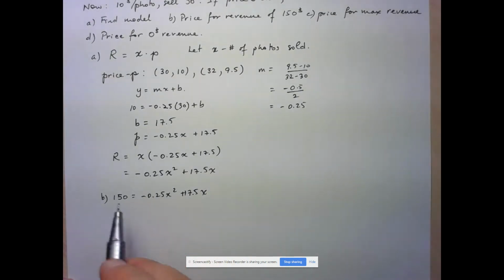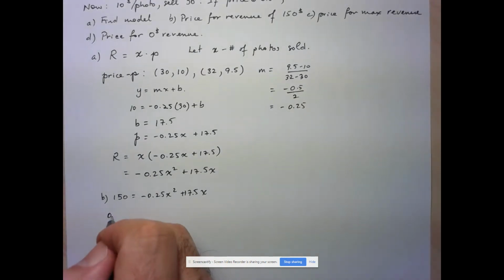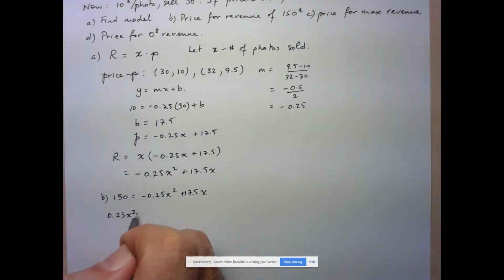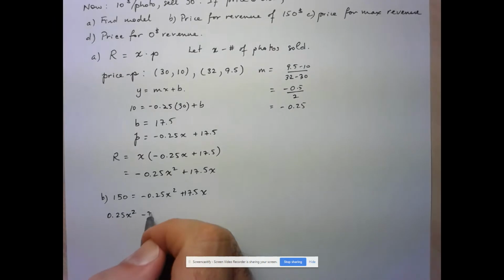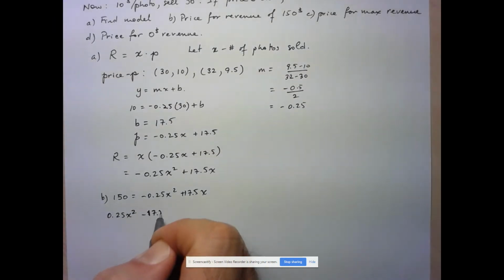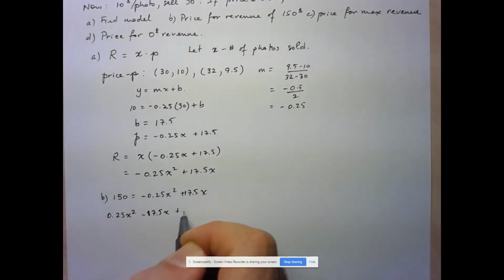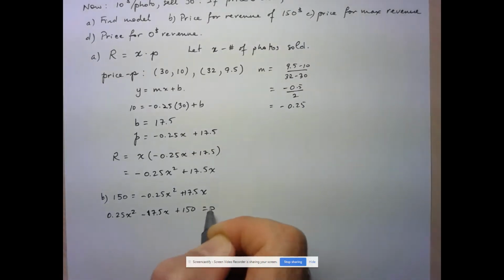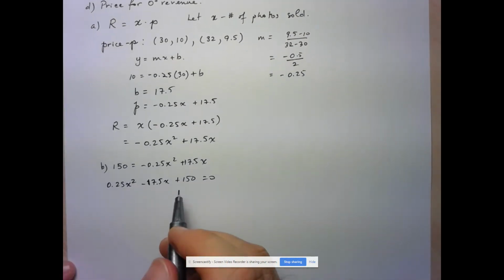So I'm going to bring everything over to the left. So I'm going to have 0.25x squared minus 17.5x plus 150 equals 0. And now I can use the quadratic formula.